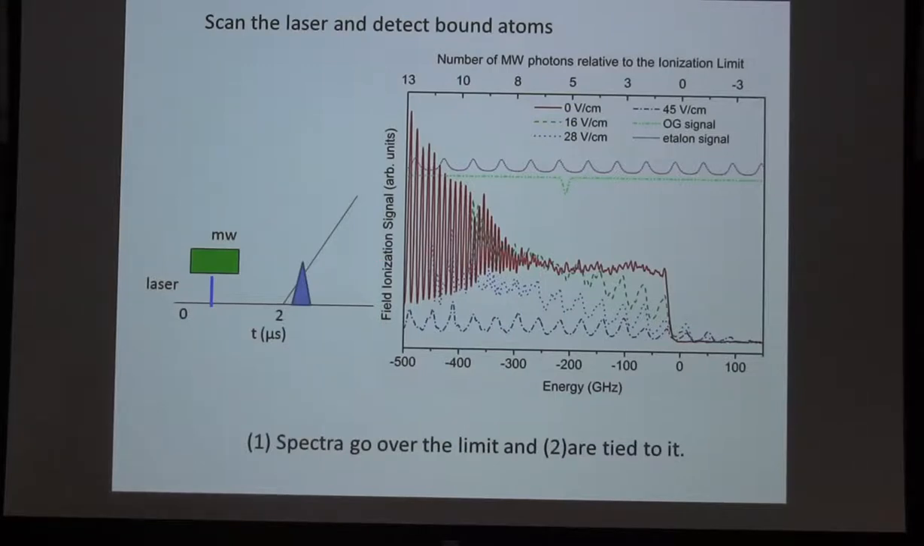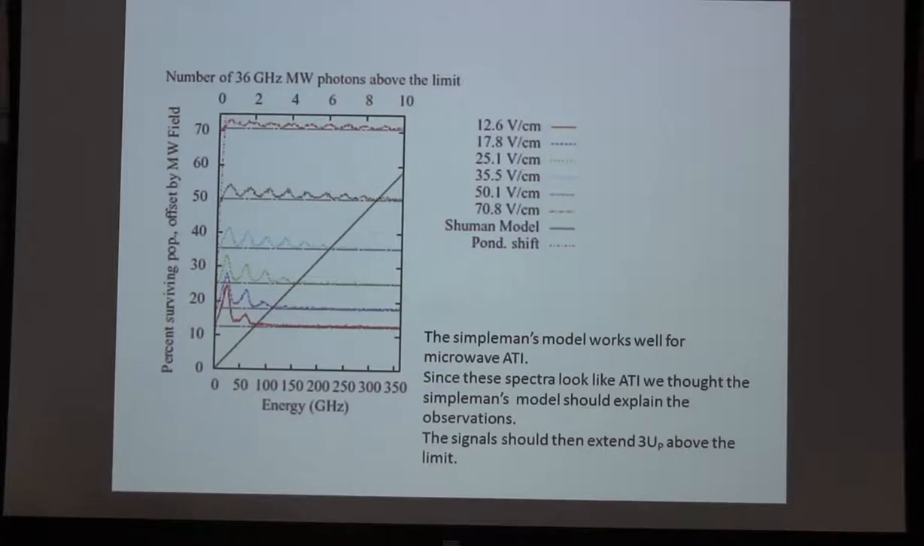In other words, at this point the laser photon is over the limit. It's in a microwave field that should easily be ionizing any states anywhere in here, but yet when you look later, there are bound atoms. Okay. So here's a blow up of just the region of the limit. That microwave field goes up to 70 volts per centimeter. And you can see that this goes out about 350 gigahertz, about 10 photons over the limit.